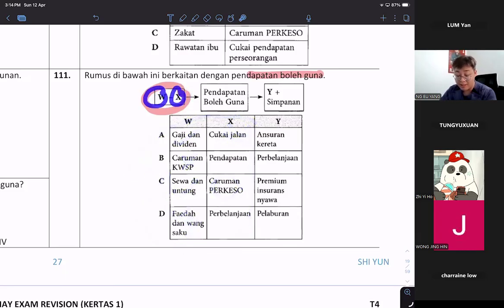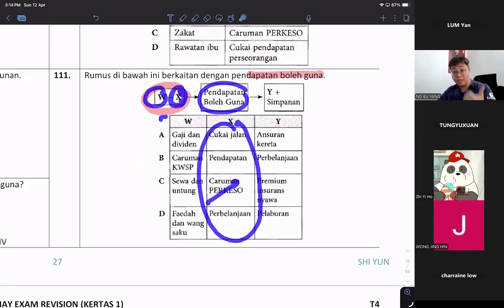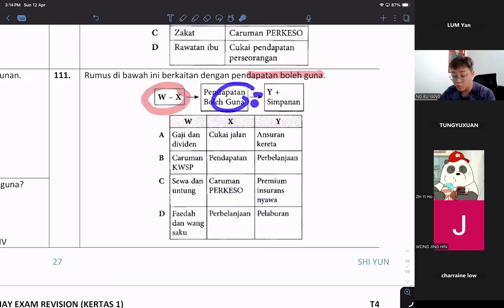So using your pendapatan minus your potongan wajib, pendapatan boleh guna. So X, potongan wajib, how many do we have? 4. Cadangan perkeso, cadangan sosco, zakat, and then juga pendapatan. So that C, just based on the Y, already can determine the final answer. So look at the pendapatan boleh guna equals to what?